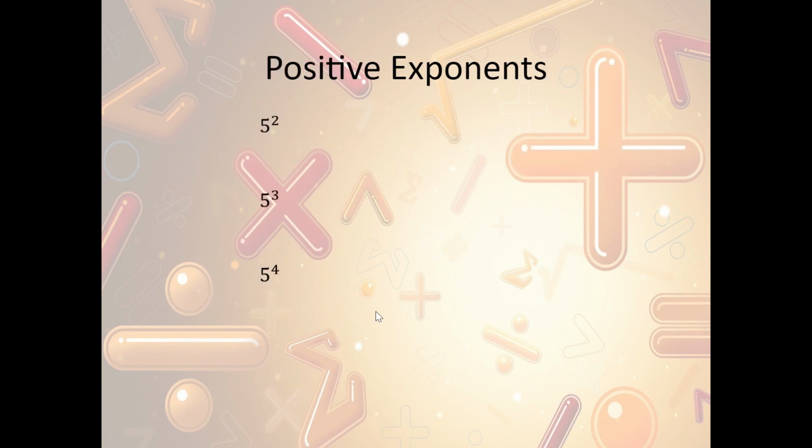Now let's talk about positive exponents. Positive exponents mean that the number of times that we're going to multiply the base times itself is a positive number. So we have 5 squared. Well, that means that we're multiplying 5 times 5, which in this case is 25. Then we have 5 to the third power, which is 5 times 5 times 5, which is 125. And then 5 to the fourth power is 5 times 5 times 5 times 5, which is 625. So we can do this with any exponent. We can take any base number and raise it to an exponent and multiply it by itself a certain number of times and solve.